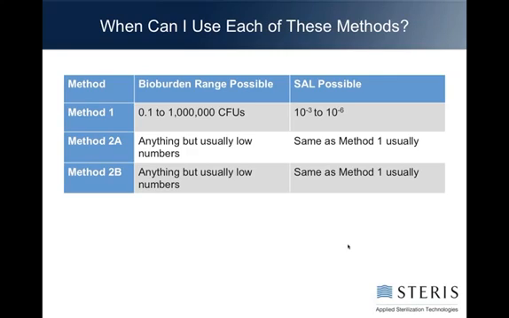Okay, when can I use each of these methods? They all have dose tables that have limitations on them. The method 1 dose tables, actually as printed, go up to 1 million CFUs. They have sterility assurance possibilities from 10 to the minus 3 to 10 to the minus 6. 2A, 2B, you can do any number, but you're usually not going to bother with method 2 at all unless the dose has to be exceptionally low.